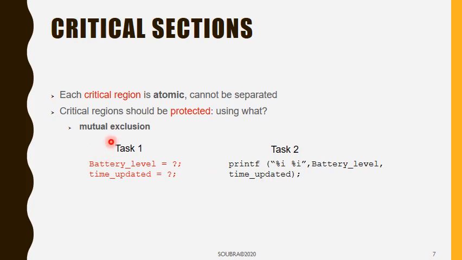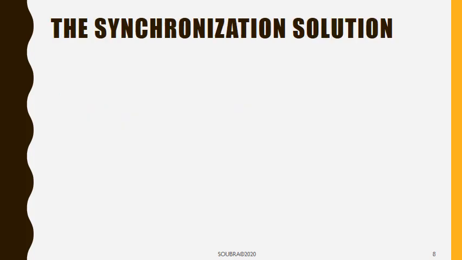So a bad scenario here would be I update the battery level here, and for some reason I get preempted by that task here, and I'm going to print the updated battery level, however, with the old timestamp. And I want to make sure that this never happens, because those two need to be updated in an atomic way, right? They're considered to be the critical region or critical section here. Fair enough?